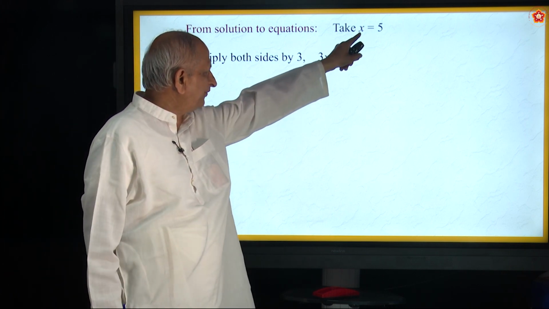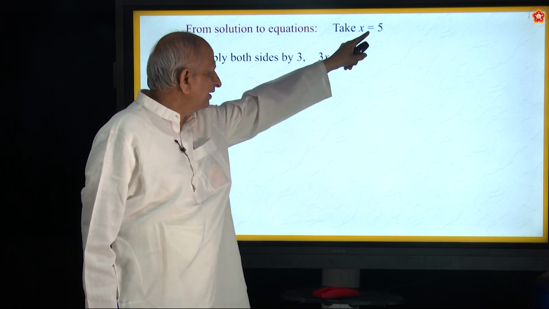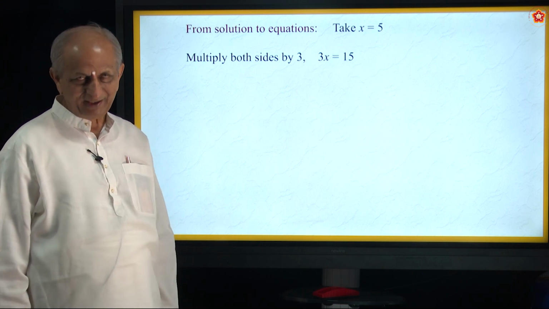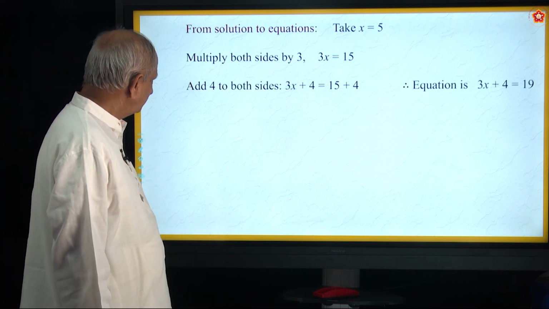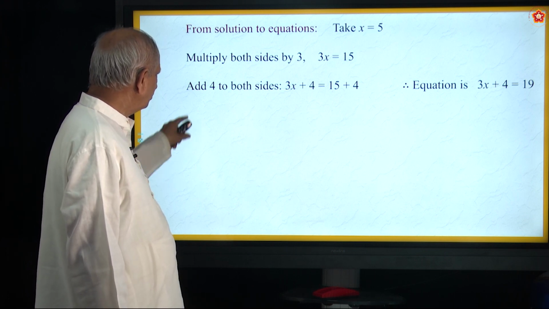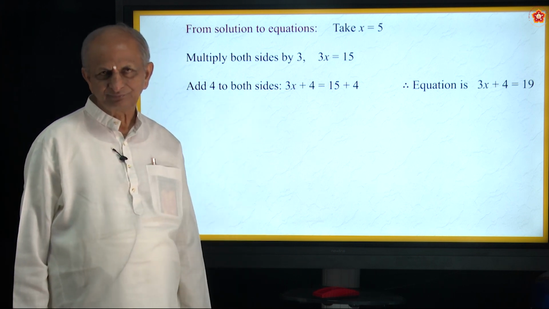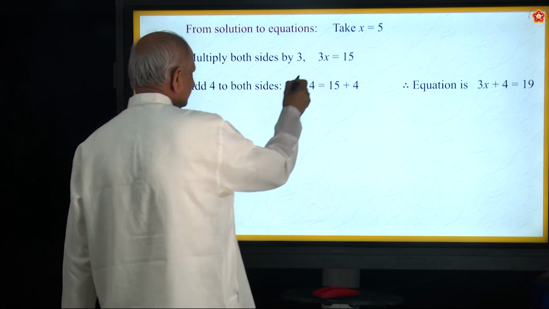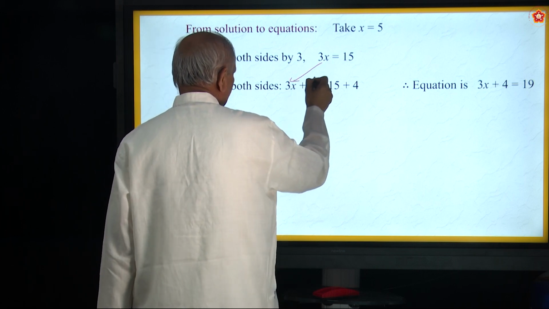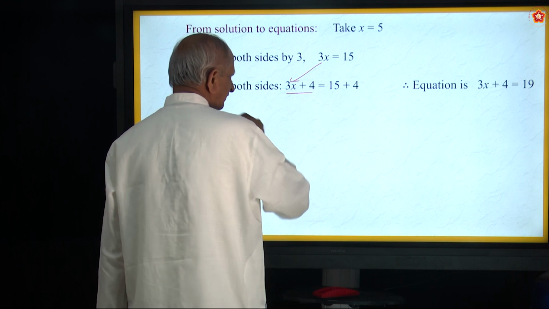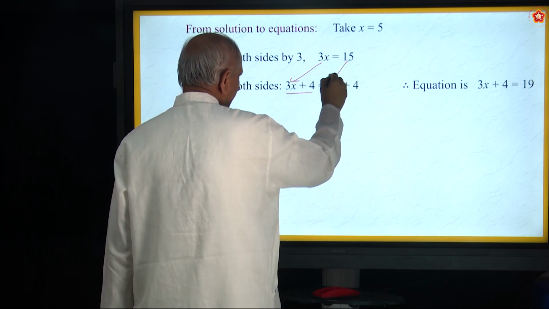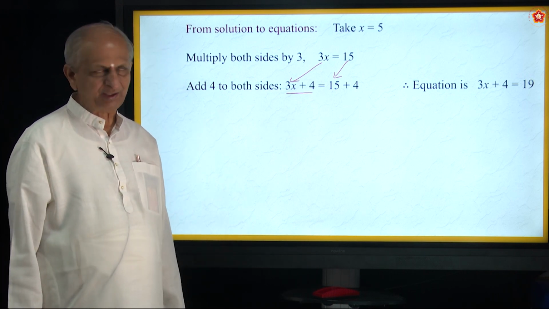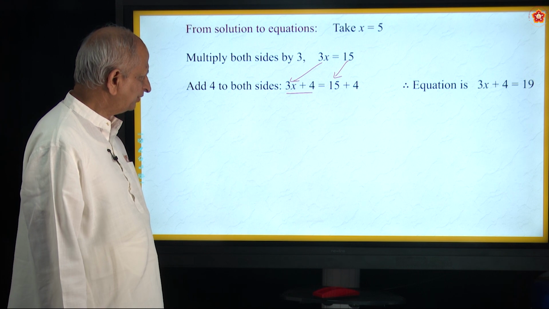So, if you multiply the left hand side with 3, it becomes 3x. Right hand side becomes 3 into 5. How much? 15, correct. So, that is an equation. Now, add 4 to both the sides, just to form an equation like this. So, here 3x is there, add 4, so it becomes 3x plus 4. Here 15 is there, add 4. 15 plus 4 is 19. So, the equation is 3x plus 4 is equal to 19.